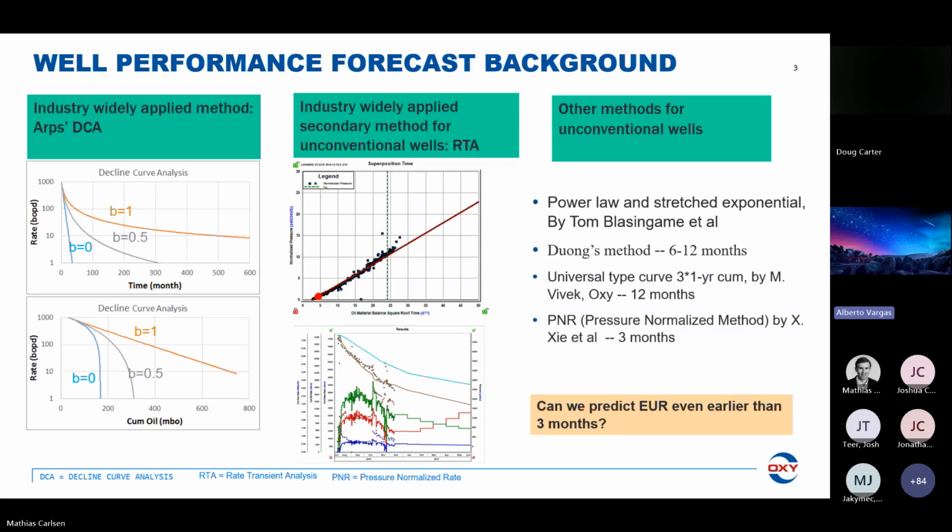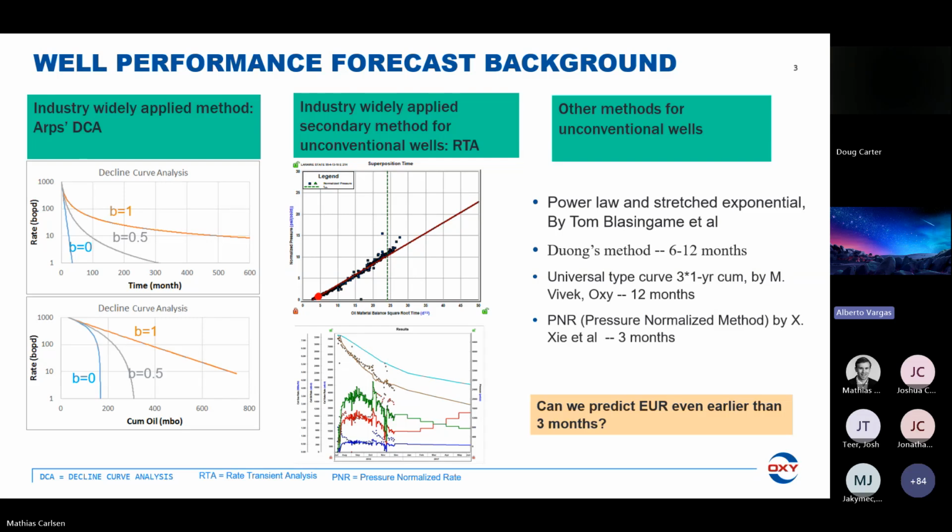The second method is RTA. RTA has been widely used as well. I experienced the development of RTA starting from 2010. Initially, we looked at the actual time, and then linear superposition time. Finally, we go to the material balance time. I'm happy to see the growth of RTA technology and applications in the industry. And then there are some other methods like power law and stretched exponential method by Tom Blasingame at Texas A&M, and then Duong's method. But all these methods need over like 6 to 12 months of data.